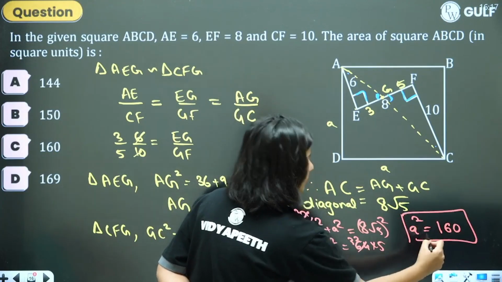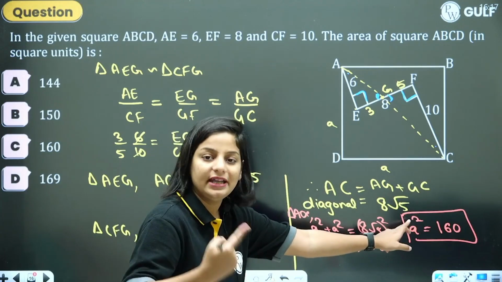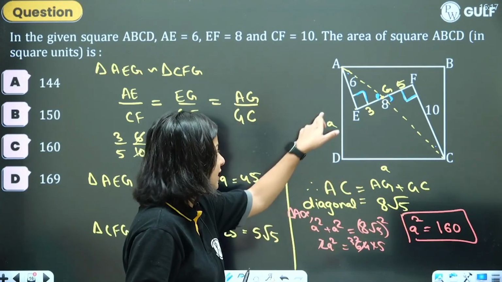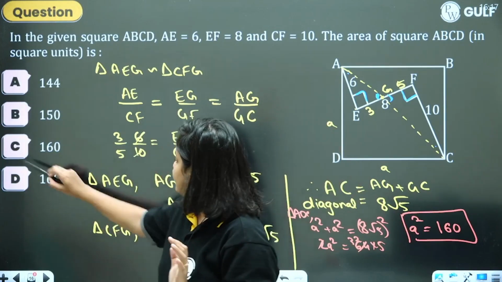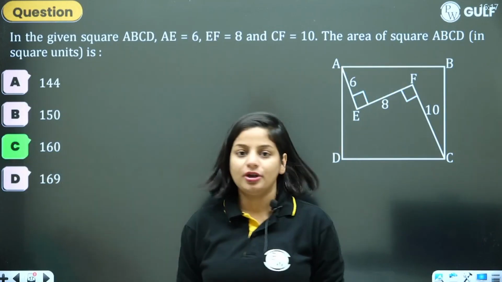And what is a square, my children? a square is nothing but the area of the square. Area of a square is given by side square. That's how we get 160 as the answer, option number C.